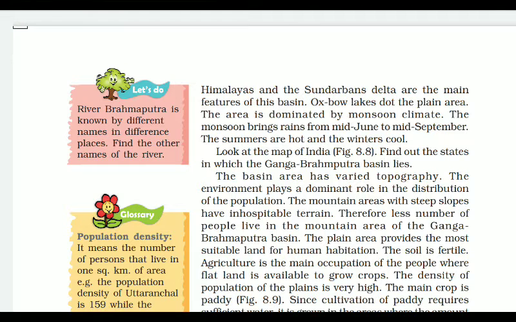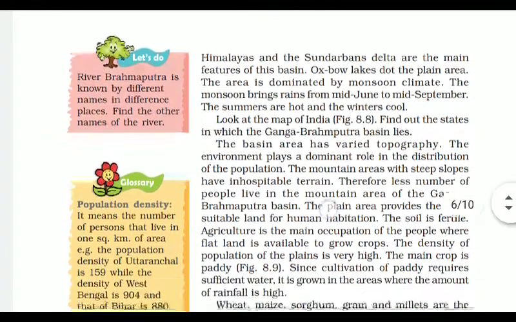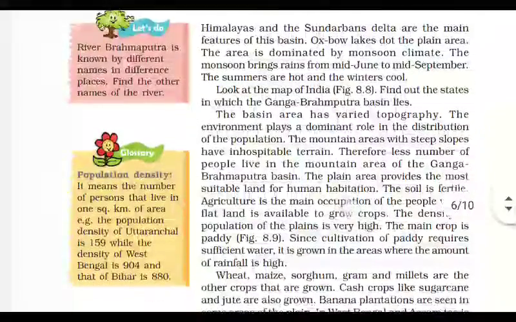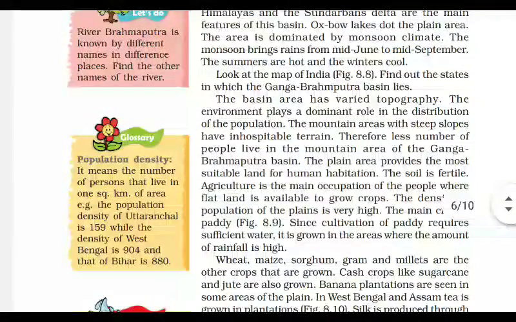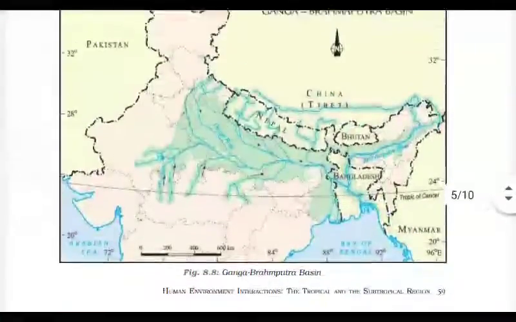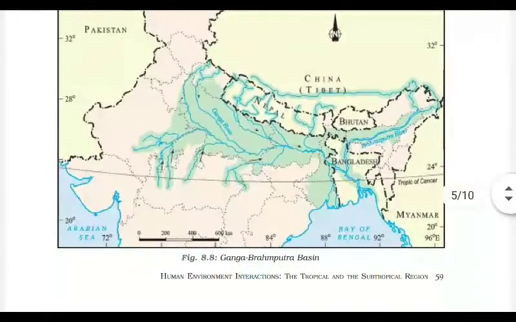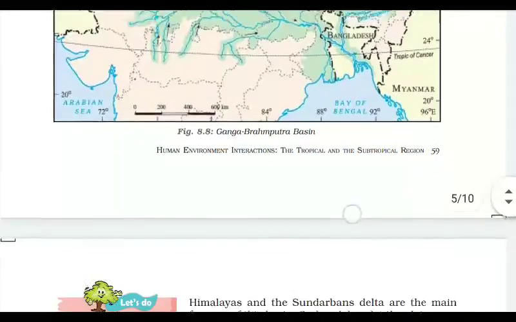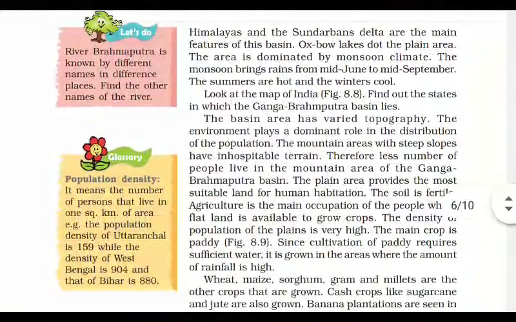The area is dominated by a monsoon climate. The monsoon brings rain from mid-June to mid-September. The summers are hot and the winter is cool. Look at the map of India and find out the states in which the Ganga and Brahmaputra basins lie. Let's go back again. Here it is, Bihar, right, and Kolkata are the places where it is found.